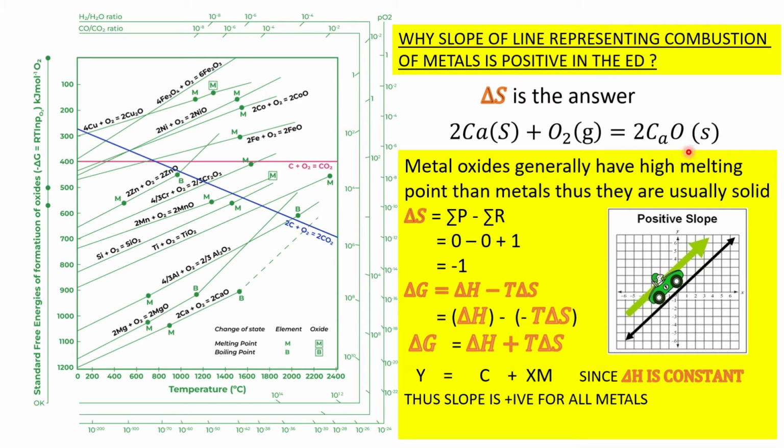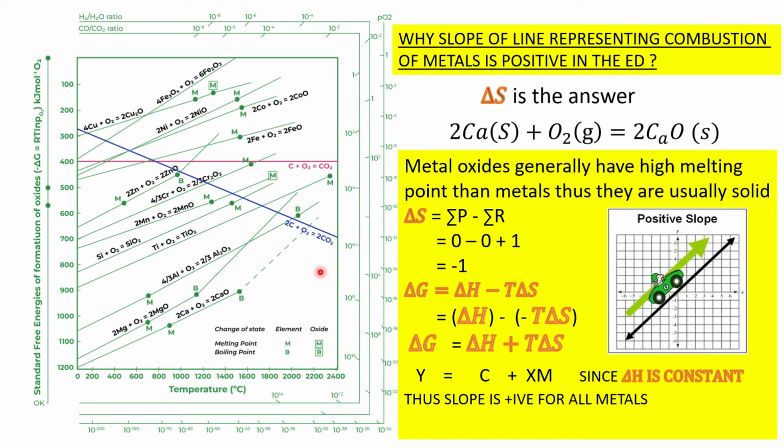Whenever you convert your metal into the metal oxides, you get the negative value of delta S, which makes the T delta S positive. So this delta S, which is your slope, is positive. That's why all these lines, which represent the oxidation of the metals into the metal oxides, have the higher slope. Okay, I hope this is quite clear now.